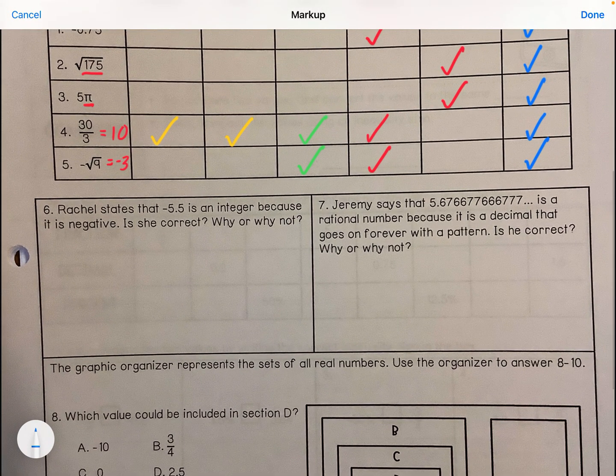Number 6, Rachel states that negative 5.5 is an integer because it is negative. Is she correct? No, because it has a decimal.